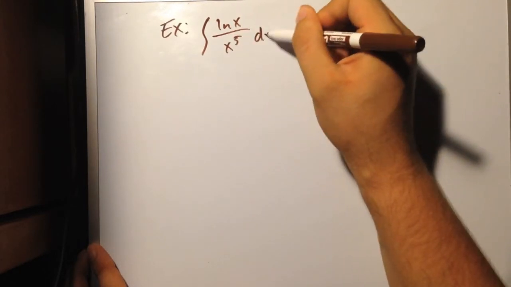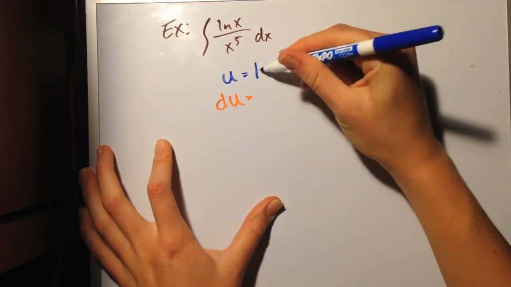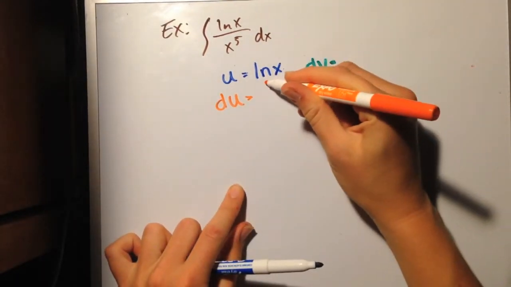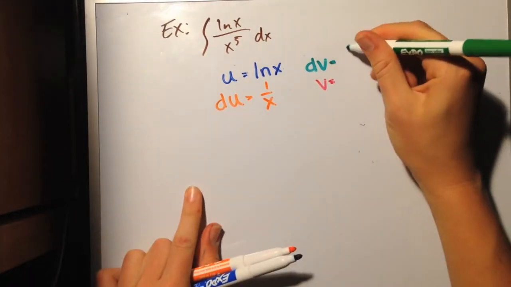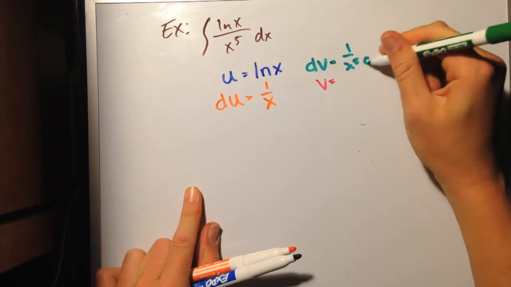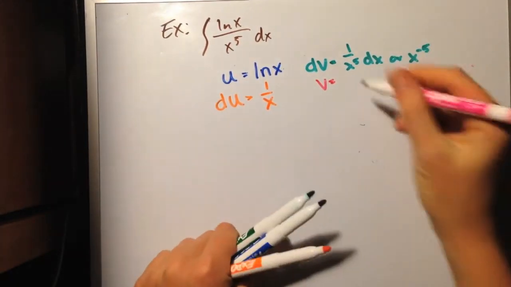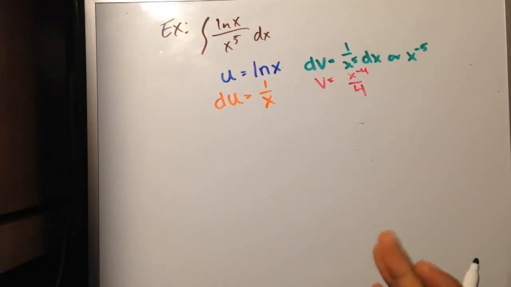Now for our example, we are going to integrate the integral of ln of x over x to the fifth dx. For our variables, we have chosen to assign u to ln of x because ln of x is easy to differentiate but not to integrate. So therefore that gives us du as 1 over x. What's left is dv, and that would be 1 over x to the fifth dx, or x to the negative fifth. And therefore v is x to the negative fourth over 4. Got a negative! Now we plug in what we found here to the equation we came up with earlier.